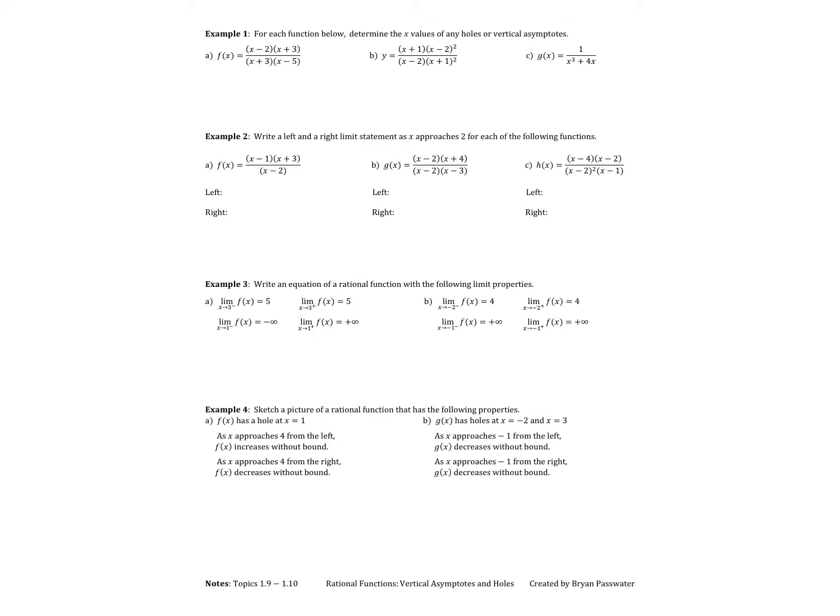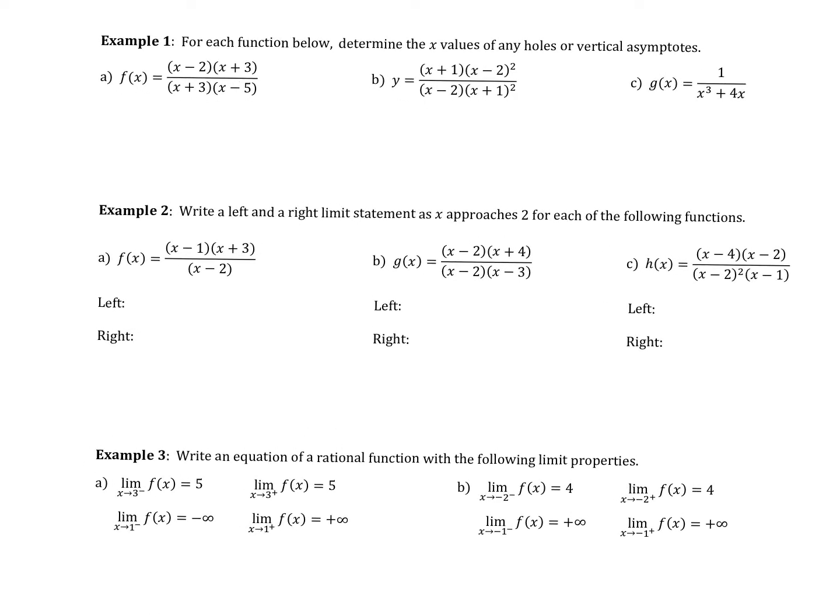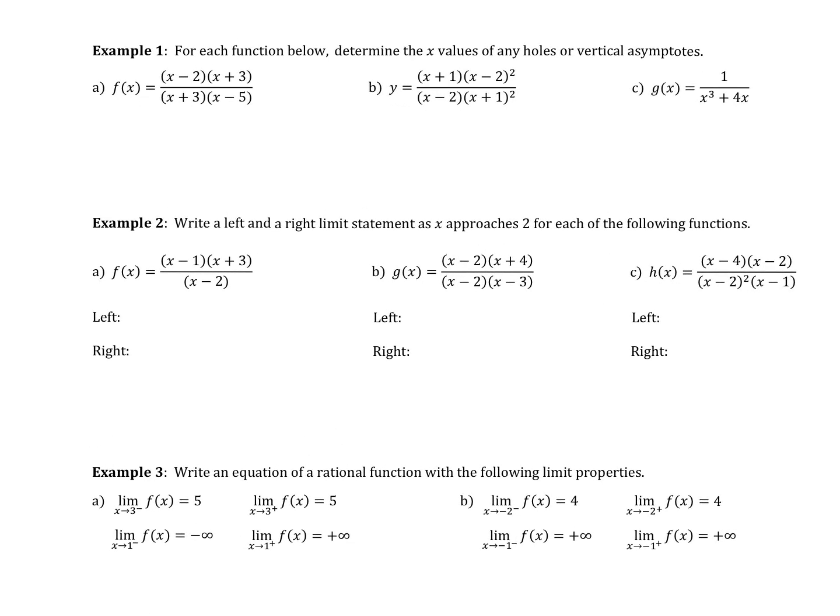So here we go. We're going to determine any x values of any holes or vertical asymptotes. On part A, do I have any holes? X plus 3. Yeah. So where's my hole? At negative 3. Does everybody agree with that? When I substitute negative 3, these factors are going to cancel out and give me 0 over 0. Agreed? So I have a hole at x equals negative 3.